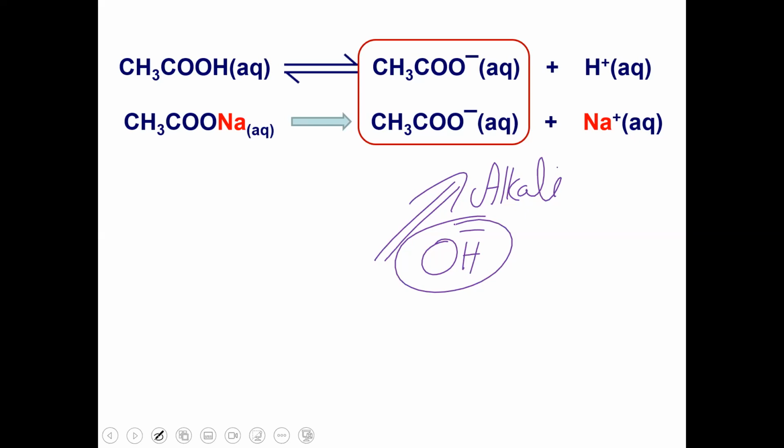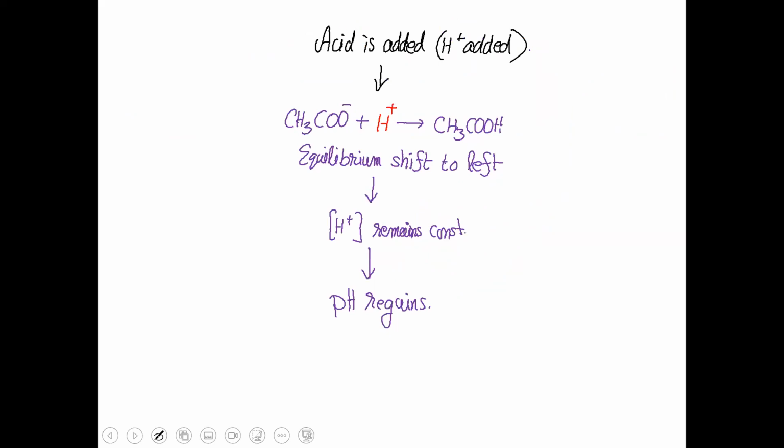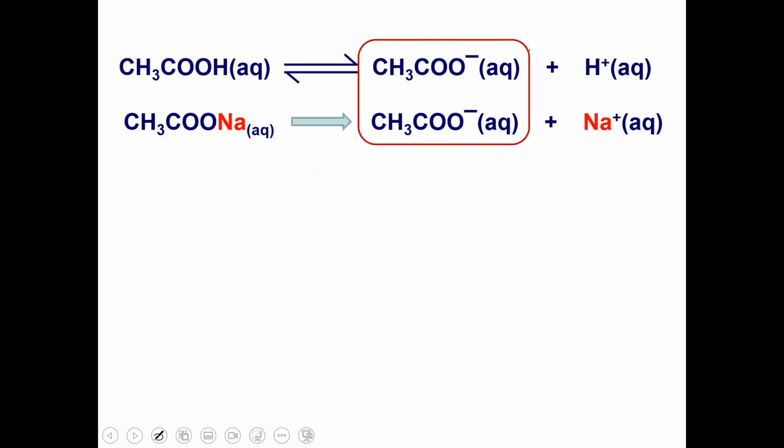Now, OH minus will have a strong tendency to combine with H plus, and that will form water. There will be a drop in H plus concentration, which will be compensated by the equilibrium shifting to the right. In that way, the solution will again get the same pH because H plus is returned. So in this way, this system is capable of fighting against an acid and an alkali.